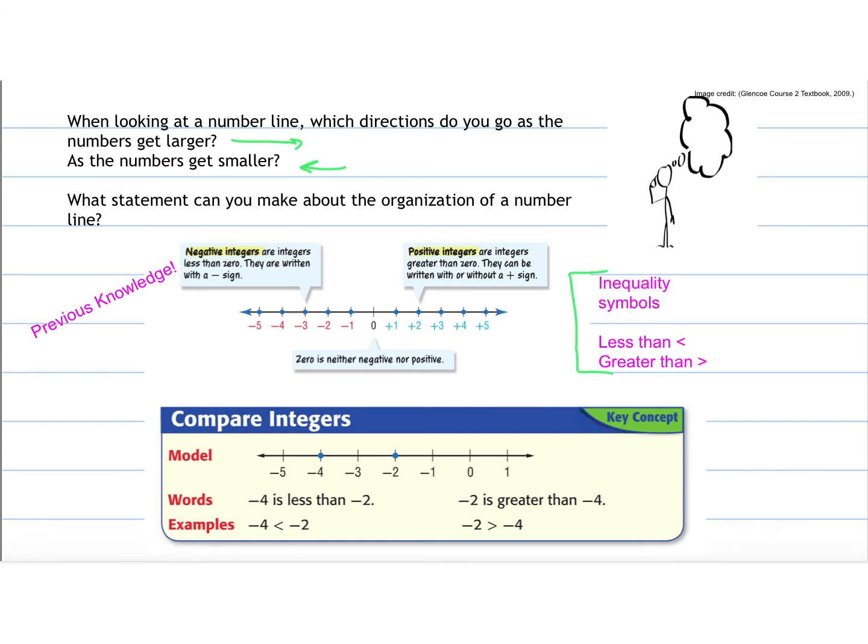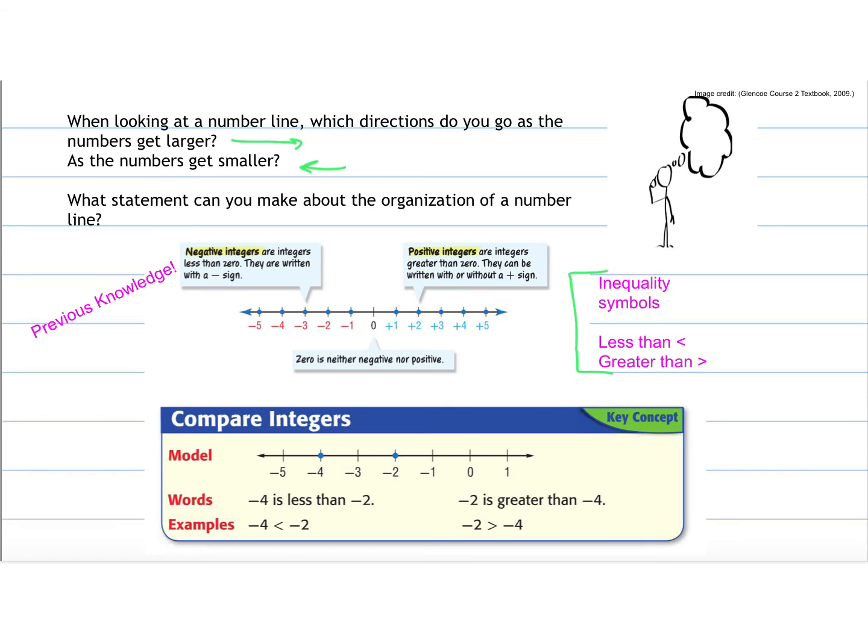Inequality symbols, the less than and greater than symbol. So now we're going to be comparing integers. And when we do that, we think about where they fall on the number line. The bigger number is always going to be farthest to the right on the number line, and the smaller numbers are farther to the left.